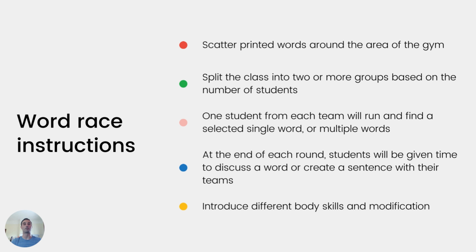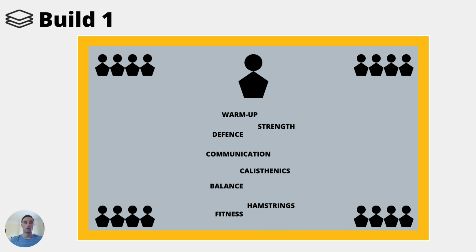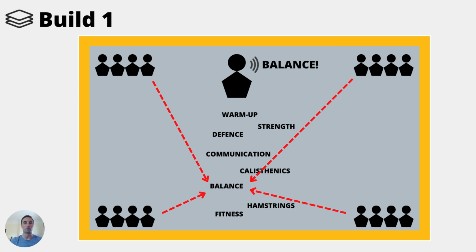I will now introduce this game by following a few teaching steps, or what I like to call builds. So to start off, in build number 1, we have the basic setting of this game with 4 teams at the 4 corners of the gym and all words at the middle. When the teacher calls out a word, for example, balance, the first student getting that word back will give the point to his team. After that, all teams will be given a couple of minutes to reflect on the word balance and discuss the meaning of that word.